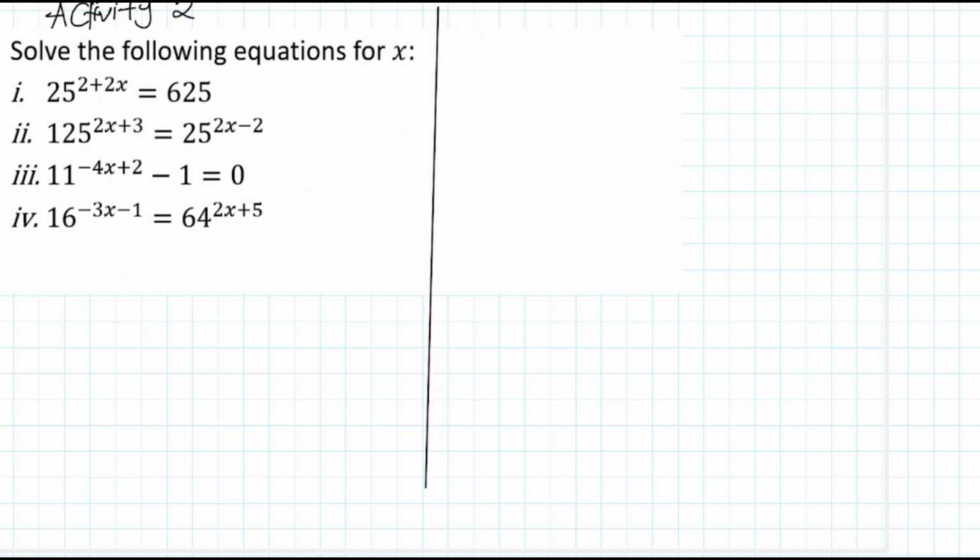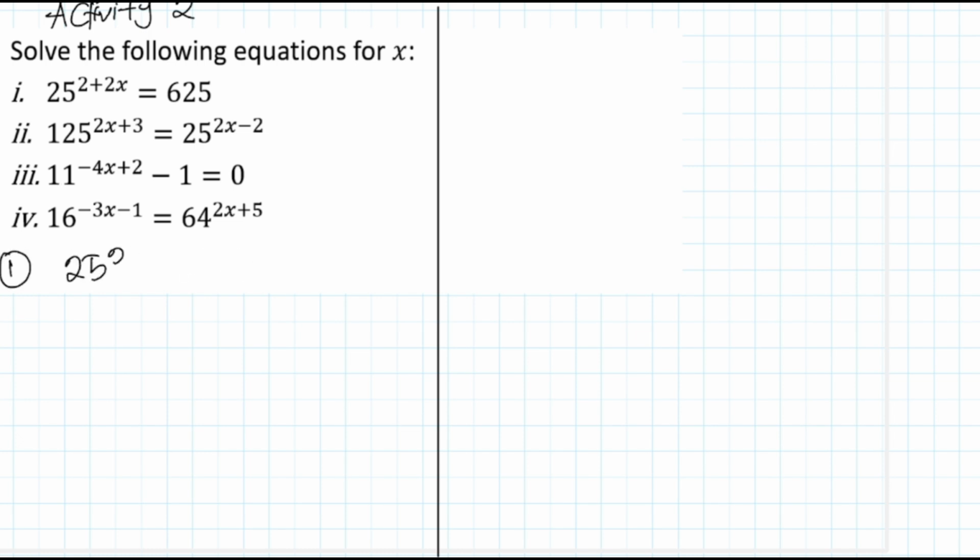Solve the following exponential equations. Number 1: 25 raised to power 2 plus 2x equals 625. Of course we can change it to the same base. If you don't want to change to base 5, you can change to base 25, but let's just change to base 5. So 25 to base 5 is 5 to the power of 2, put bracket because of the power there before, equals 5 raised to power 4. 625 is 5 raised to power 4.